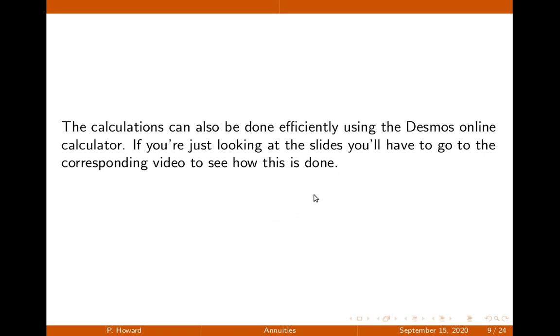If you are just looking at the slides and not the video, you'll have to come back to the video to see this Desmos demonstration.